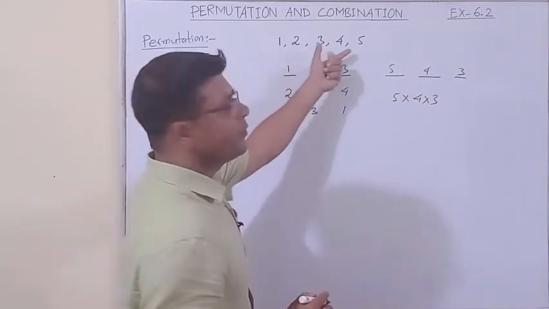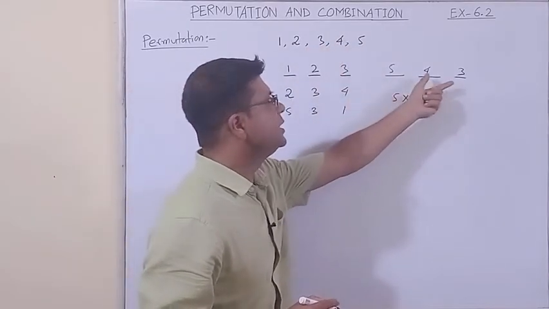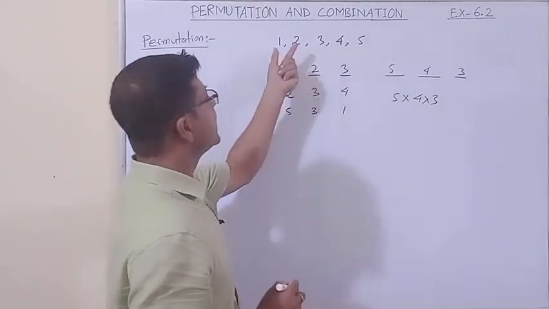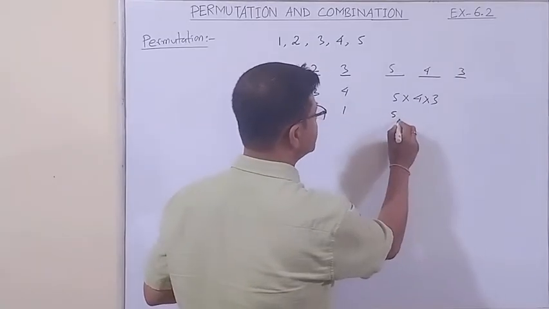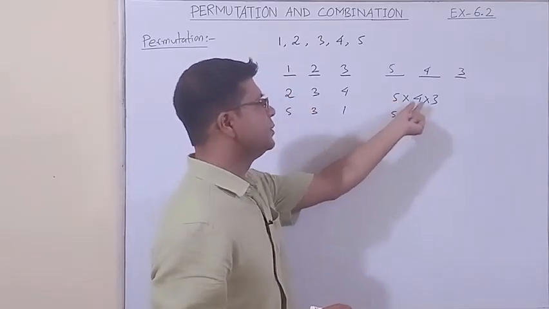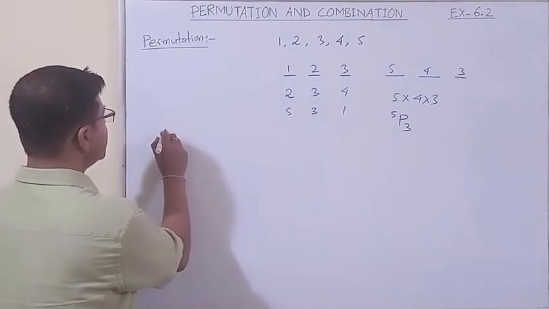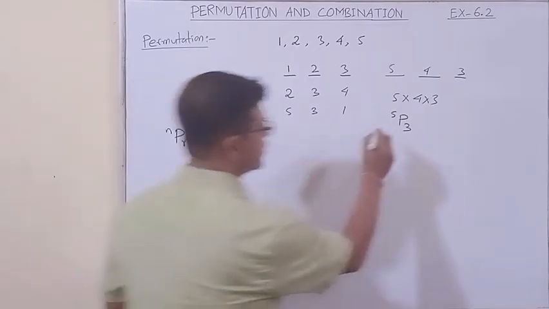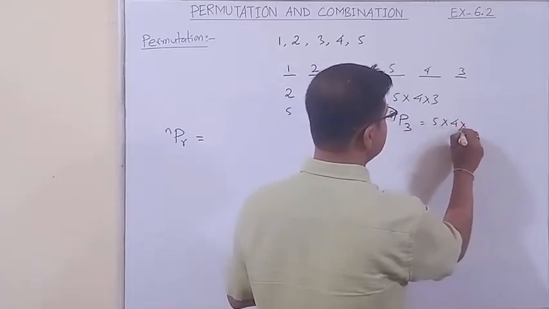Here there are 5 digits, and out of these 5 digits we have to frame a 3-digit number using 3 digits. This is called 5 numbers taken 3 at a time, means 5 objects taken 3 at a time, but this condition is without repetition. In a similar manner, if there are n objects taken r at a time, let us first try to understand this. 5P3 means 5 into 4 into 3.